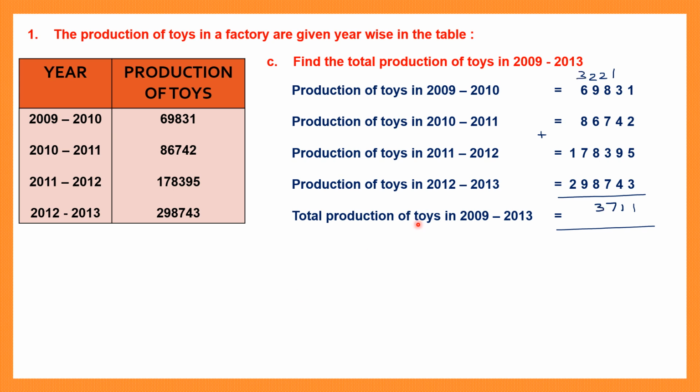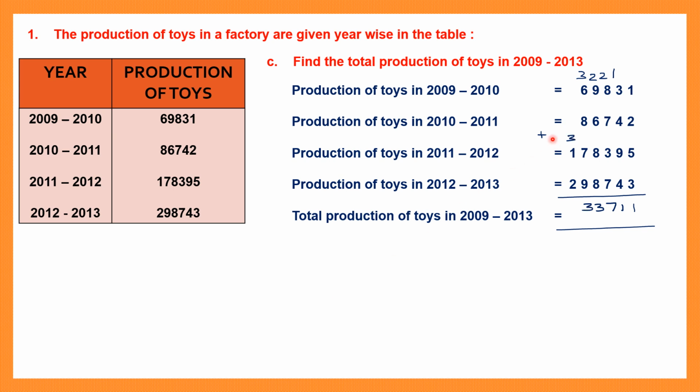Now let's continue. 3 plus 6 is 9. 9 plus 8 is 17. 17 plus 7 is 24. 24 plus 9 is 33. So 3 and carry 3.